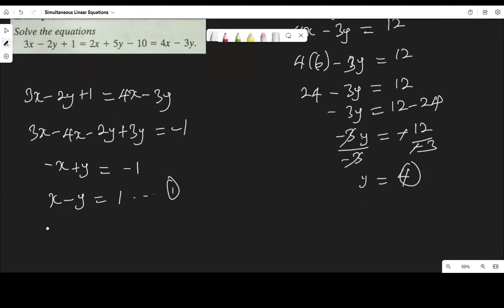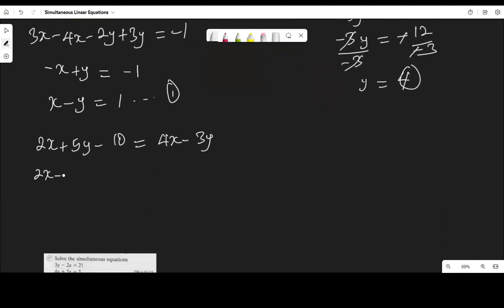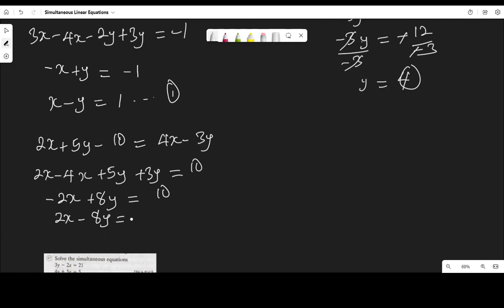Okay, now doing the same thing here, I'll have 2x plus 5y minus 10 equal to 4x minus 3y. Collecting terms, 2x minus 4x plus 5y plus 3y, taking this 10 to the other side, it becomes plus 10. 2x minus 4x is minus 2x. 5y plus 3y is 8y equal to 10. Again, I would like to eliminate this minus here, so I'll multiply through by minus 1 so that I have 2x minus 8y is equal to minus 10. Let me call that equation 2.